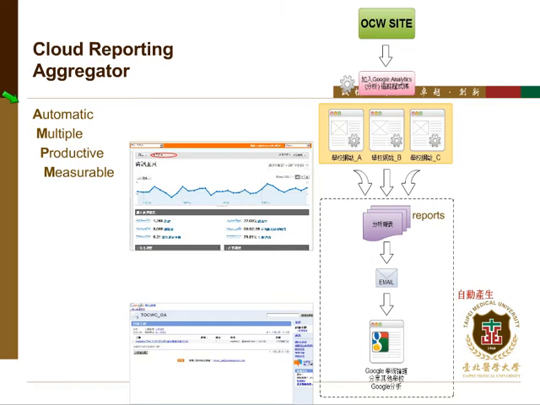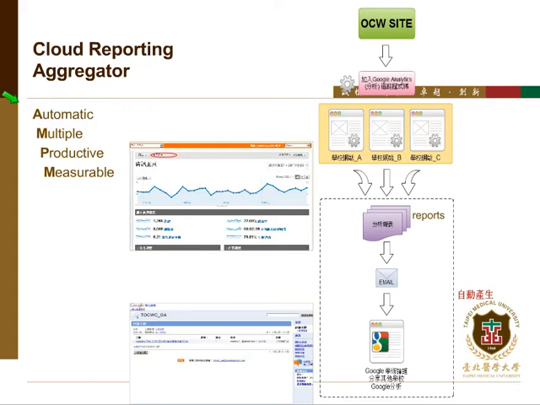We want to collect the GA reports automatically, because in Taiwan, the OCW site is not a major job for our staff. Our staff do so many things, so they are too busy. We don't want to give them too many things to do, so we want to build an automatic system to do this.